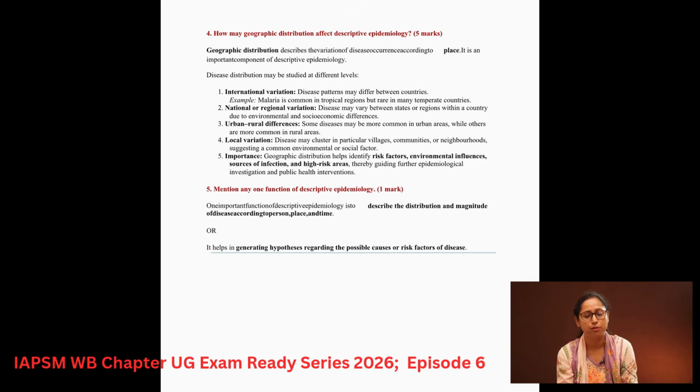Now this distribution may be studied at different levels. Number 1, international variations, for example malaria is common in tropical regions but very rare in temperate climates. Secondly, national or regional variation: diseases may vary between states in the same nation, for example dengue or malaria again. Then urban and rural differences: some diseases may be more common in urban areas and some in rural areas. Local variation: in a particular village or community there may be variations.